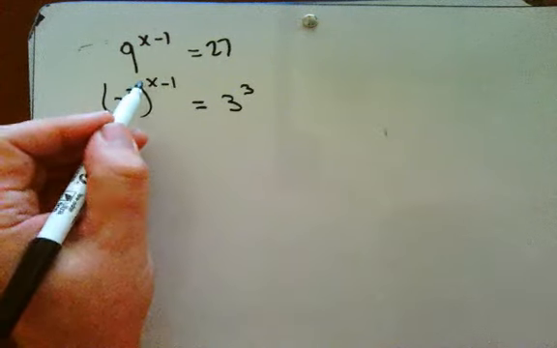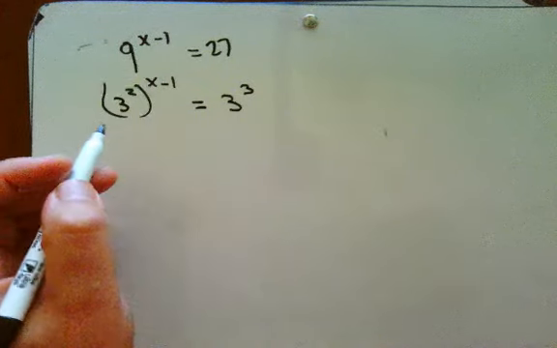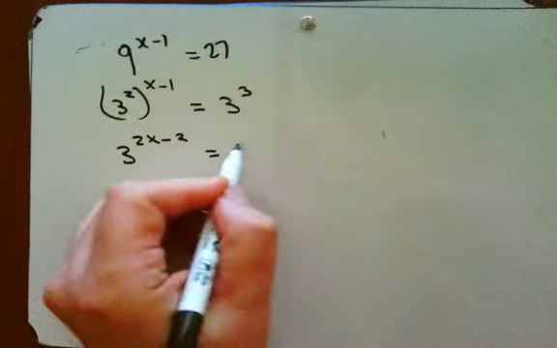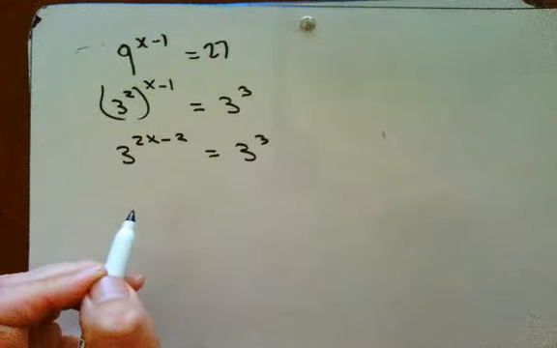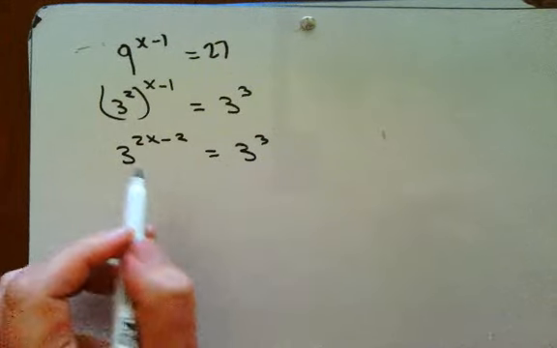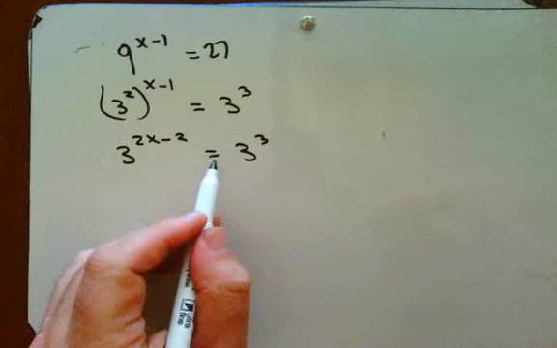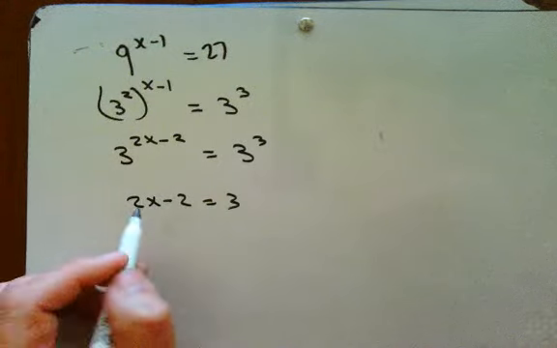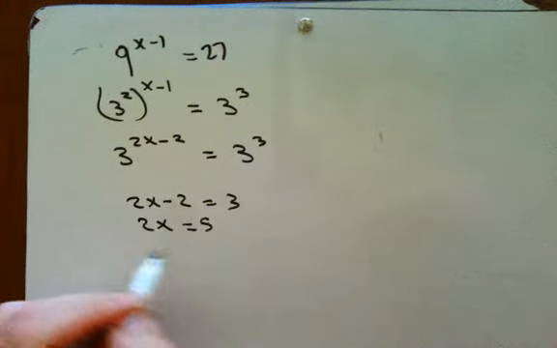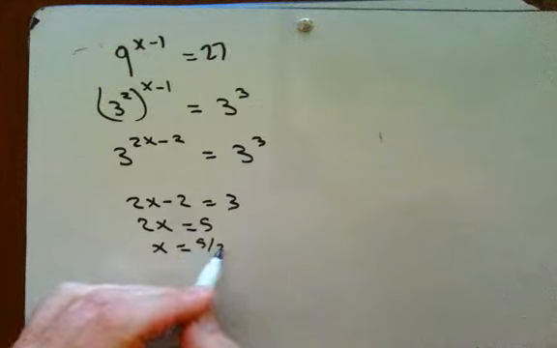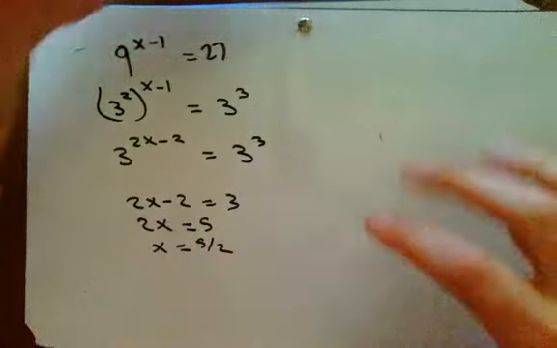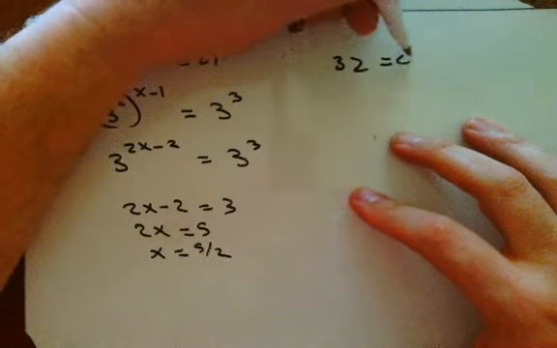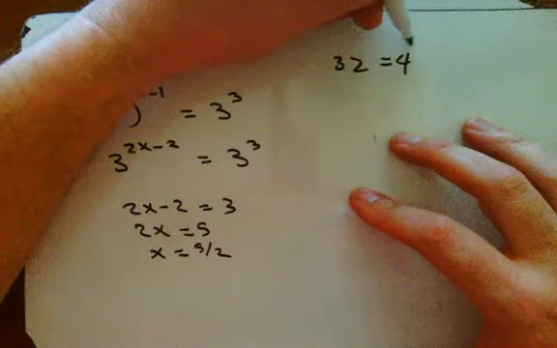Please remember, when you're raising a power to a power, you're multiplying. So I have to multiply that 2 times both the x and the minus 1. This is going to be 3 to the 2x minus 2 equals 3 to the 3. Using the 1-to-1 property, since the bases are the same and the terms are equal, we can say that 2x minus 2 equals 3, or 2x equals 5, or x equals 5/2. Now will you try this one?